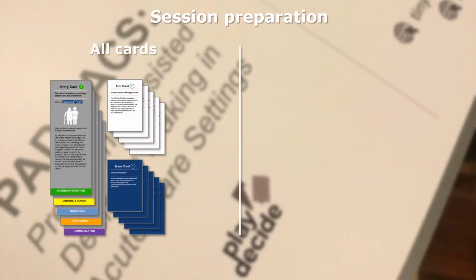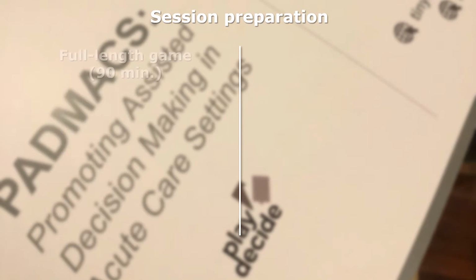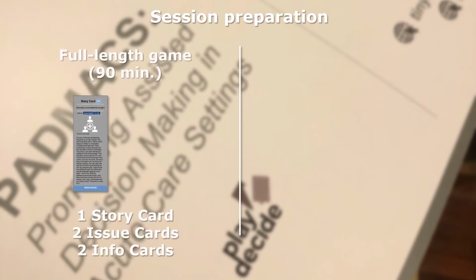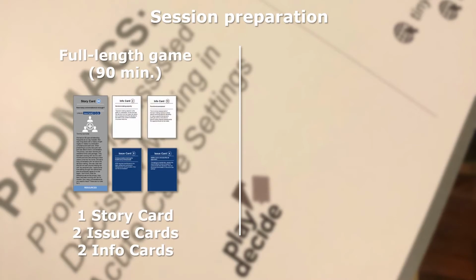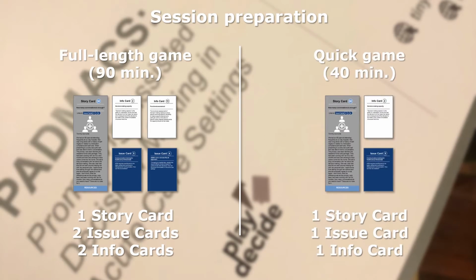Facilitators may choose to run the session with all of the story, issue, and information cards, or alternatively, the story cards and linked issue cards from a single theme or selected themes can be used, in addition to all of the information cards. For a full-length game, players can freely select one card, find the 2 linked issue cards, and freely select 2 information cards. For a quick game, players select only one of each card. Alternatively, the facilitator can assign cards to each player before starting the game.